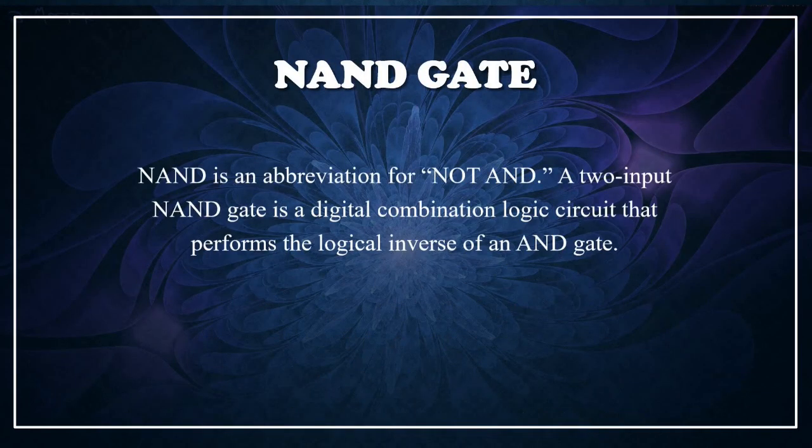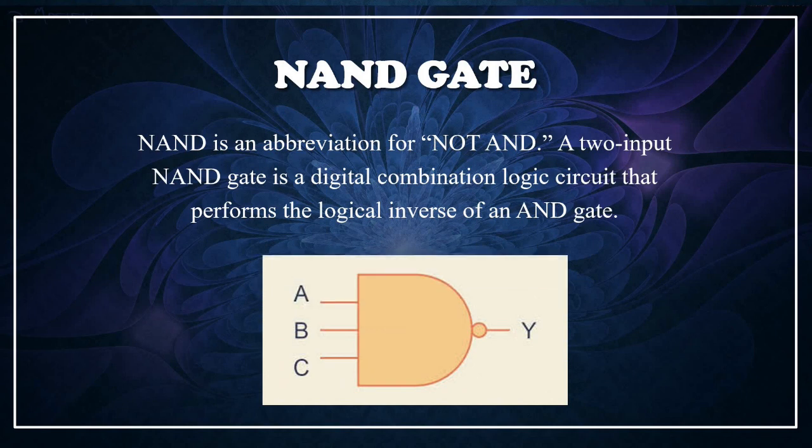NAND gate. NAND is an abbreviation for not AND. A two-input NAND gate is a digital combinational logic circuit that performs the logical inverse of an AND gate.